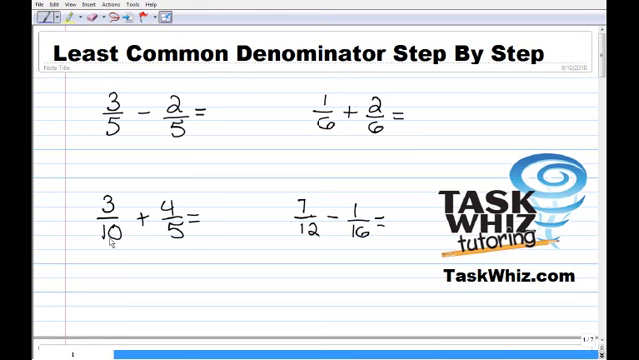I am Inga, your tutor, and today we're going to learn how to find the least common denominator. Let's do a really quick review of fractions.